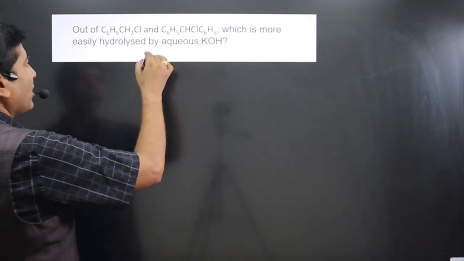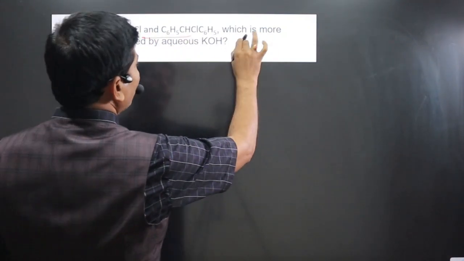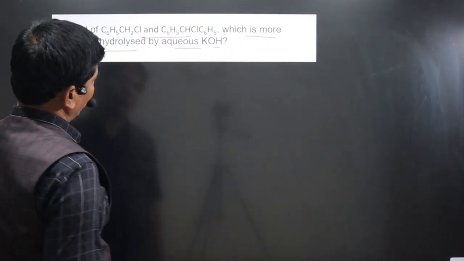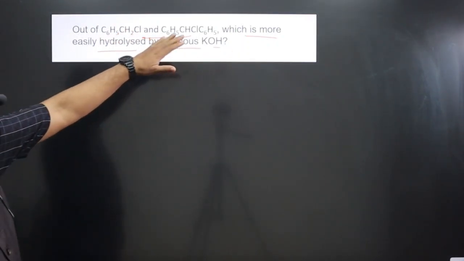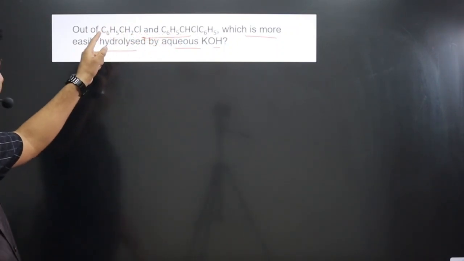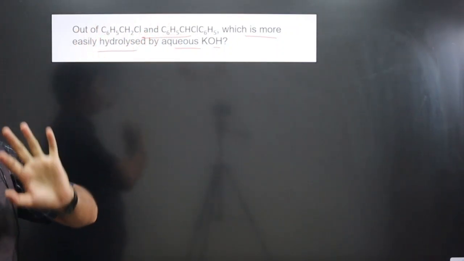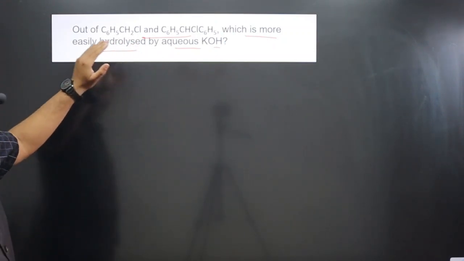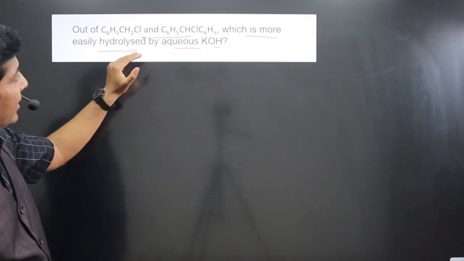The question says, out of these two compounds, which is more easily hydrolyzed by aqueous KOH? These two compounds are given there, and they are aryl halides, because you can see C6H5 is given here. It is asking which one of these two can easily get hydrolyzed.